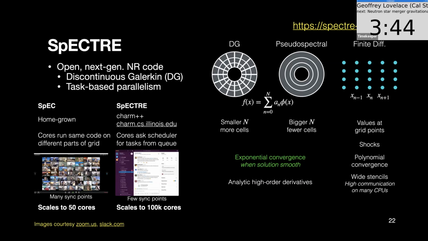It's annoying. Task-based parallelism is more like using Slack or texting. You know, something wants some data, it asks for it, and then the code will just go on and do other things until it gets messaged back that, okay, now it's ready, then it can continue. So there's much less synchronization points.